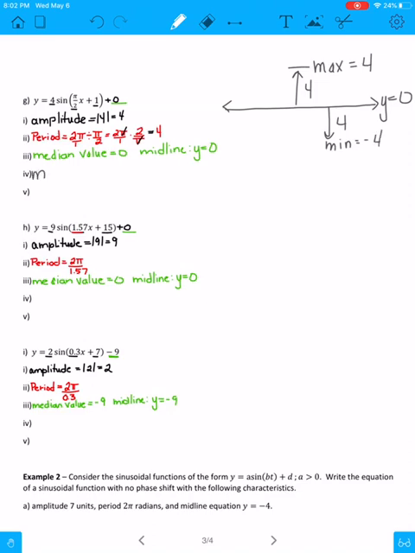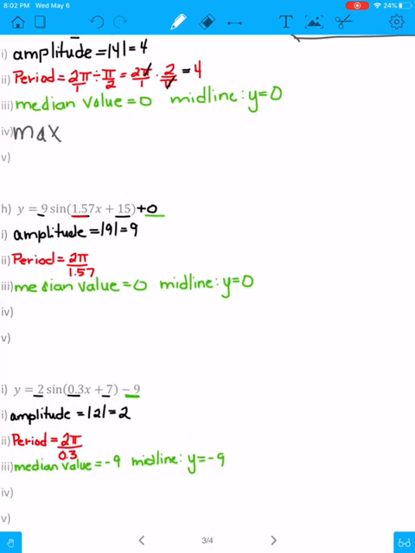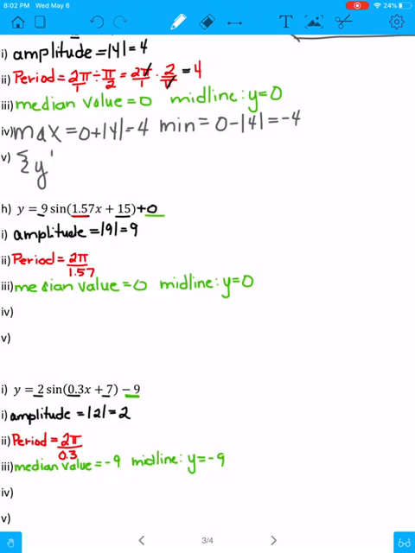Here we're going to have a max equal to 0 plus the absolute value of 4, which equals 4, and we're going to have a minimum equal to 0 minus the absolute value of 4, which equals negative 4. So we're going to get y such that negative 4 is less than or equal to y is less than or equal to 4. Y, E, R.